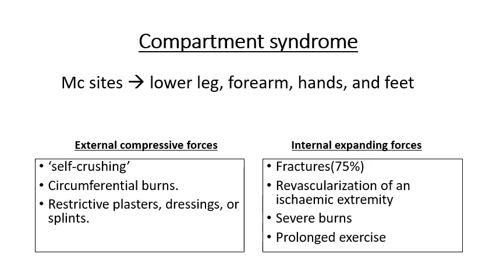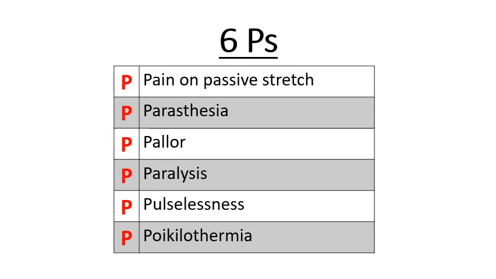Compartment syndrome is a common complication of any long bone fractures or any fractures. Most common sites are lower leg, forearm, hands, and feet. Compartment syndrome can have external forces or internal forces. External forces are self crushing, circumferential burns, restrictive plasters, dressings, or splints. Internal expanding forces are fractures, extravasation, an ischemic extremity, an arterial rupture with pressure building up inside, severe burns, and prolonged exercise. Either of these can cause compartment syndrome.